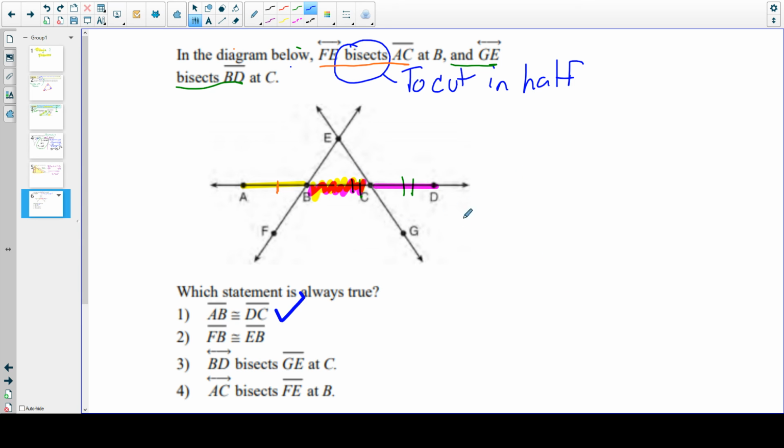And the vocabulary word, if you remember from class, is the transitive property.